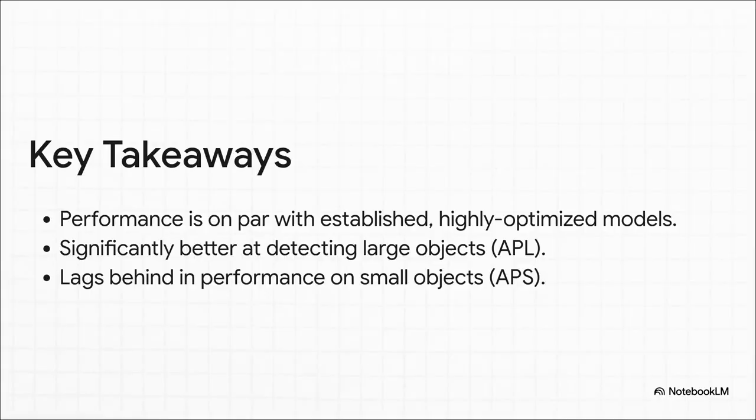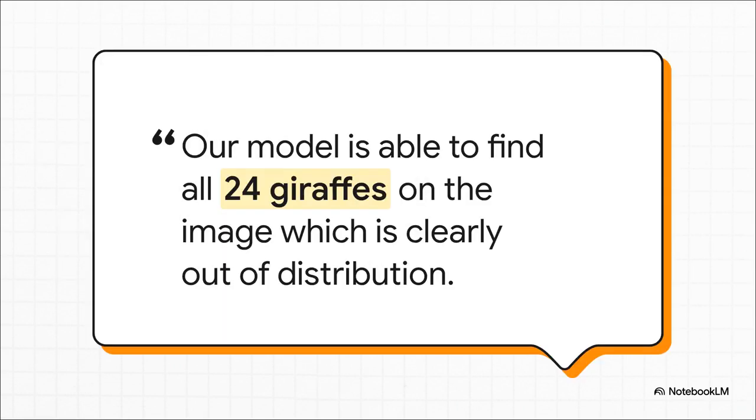So what does this all tell us? It proves that this new, simple approach isn't just some academic curiosity. It is immediately competitive. And its superpower is obvious. That transformer brain, with its global view of the image, makes it a champion at understanding large objects. The trade-off with small objects is real, for sure, but it also points to a clear path for what to improve next.